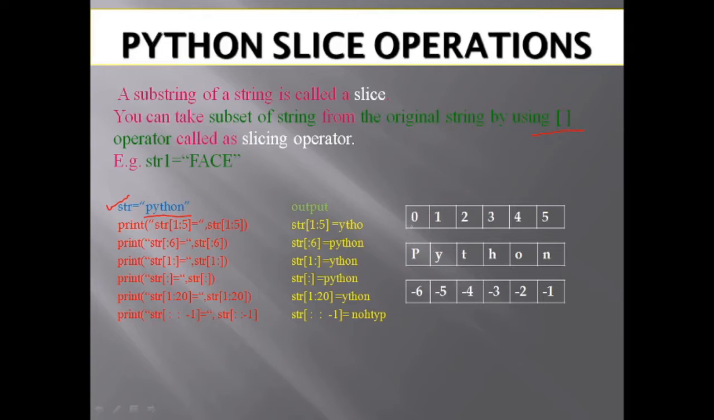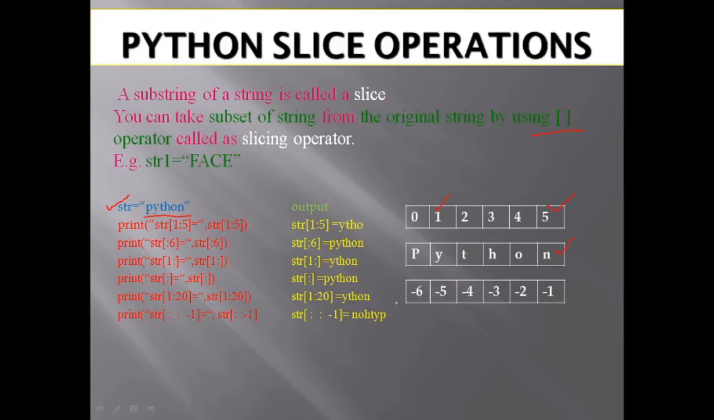The first character P is always stored at index value 0. The second character y will always be stored at index value 1. And the last character n will be stored at index value 5. That means if there are n characters in a particular string, then the first character of that string will be stored at index value 0 and the last character of that string will always be stored at index value n minus 1.